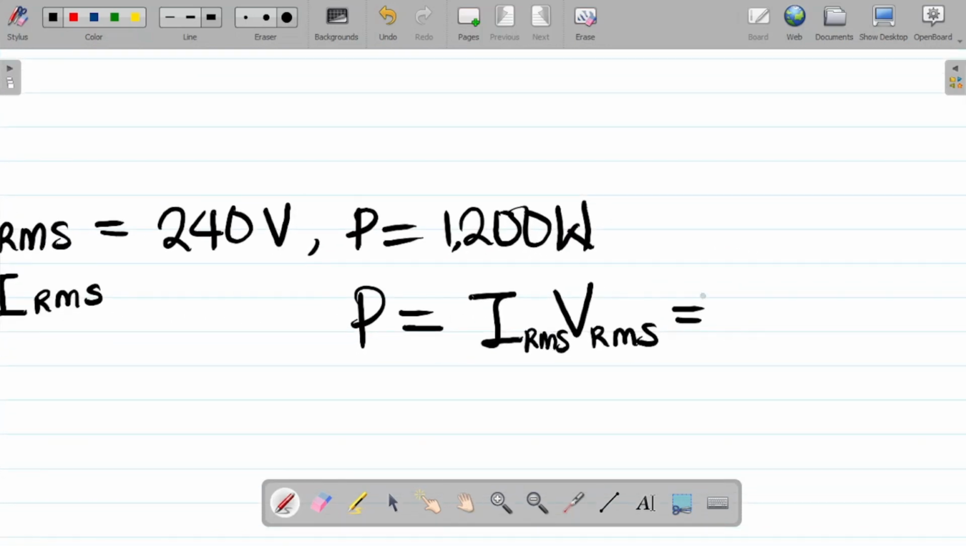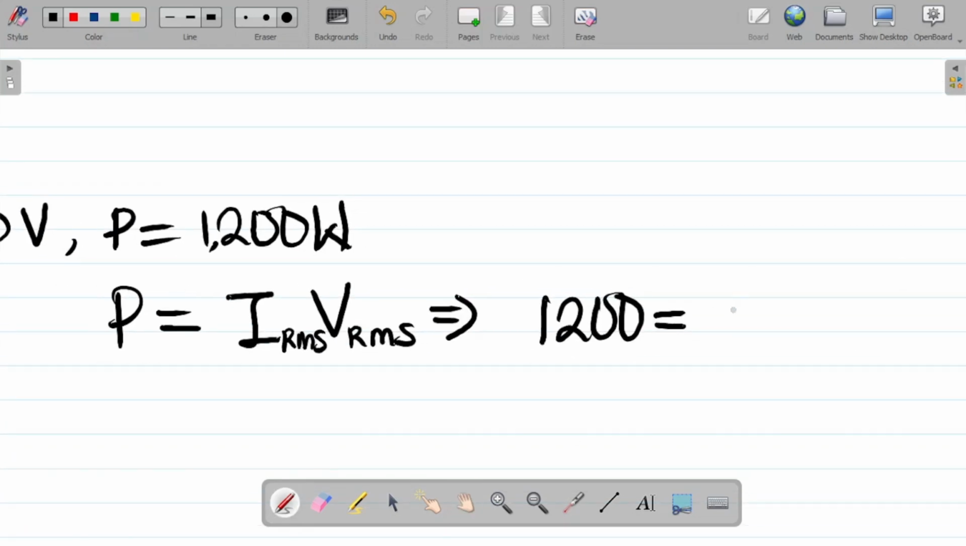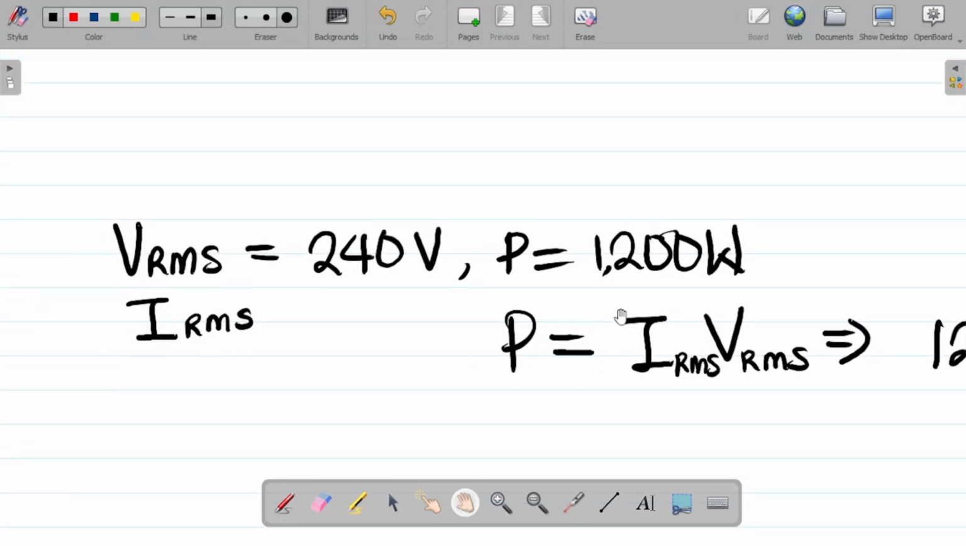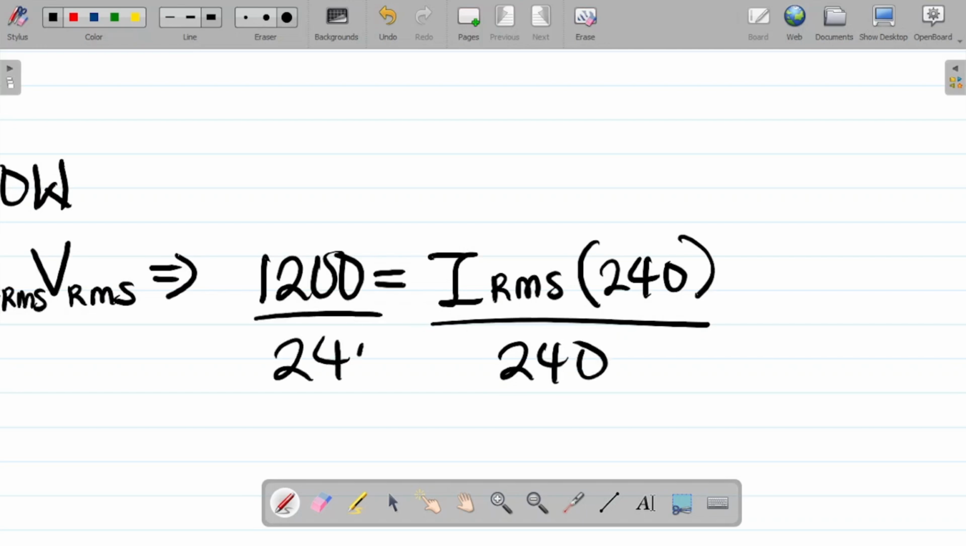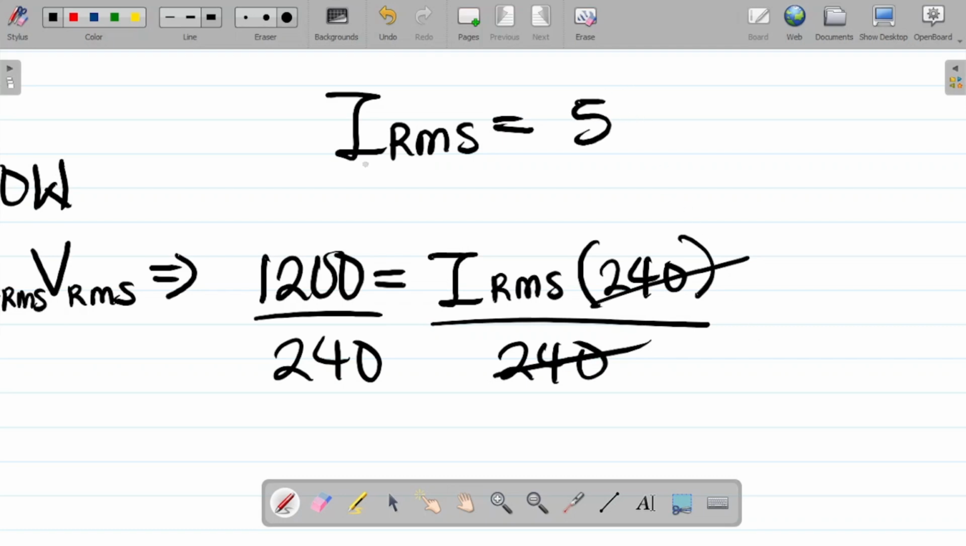So just take P as 1200. P is equal to IRMS times the voltage V. V is 240, so I have this as 240 volts. To get the value of IRMS, I'll divide both sides by 240. This cancels this. So it means that IRMS is equal to 1200 divided by 240, and that becomes 5. I is current in amperes. So I have my answer as 5 amperes.